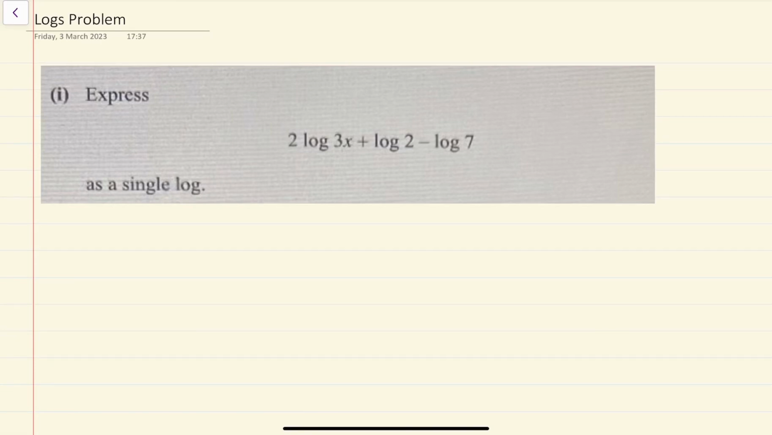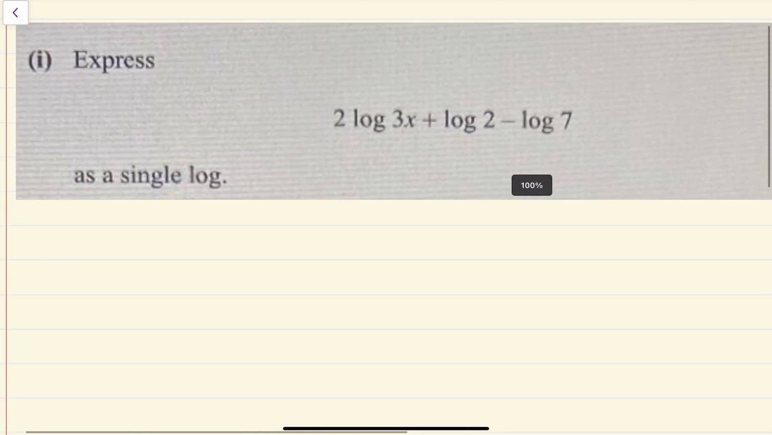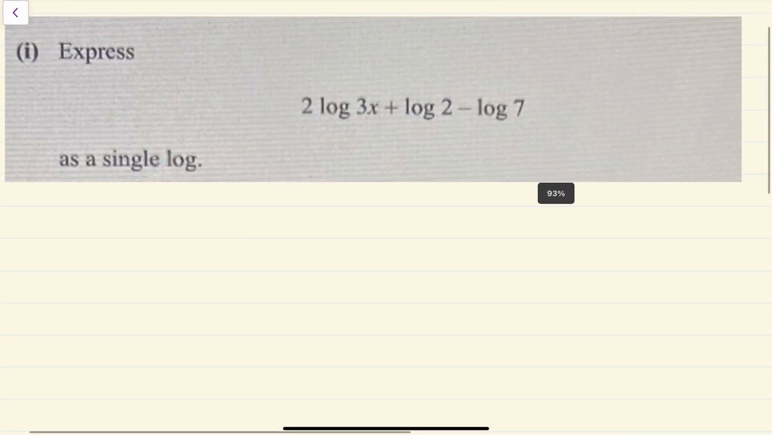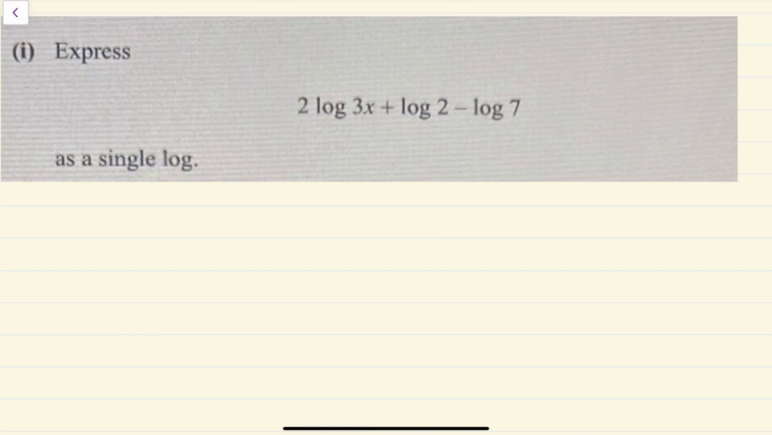This question says we are to express 2 log 3x plus log 2 minus log 7 as a single log. So to do this, we're going to use our various rules of logs. So the rules of logs are the following.